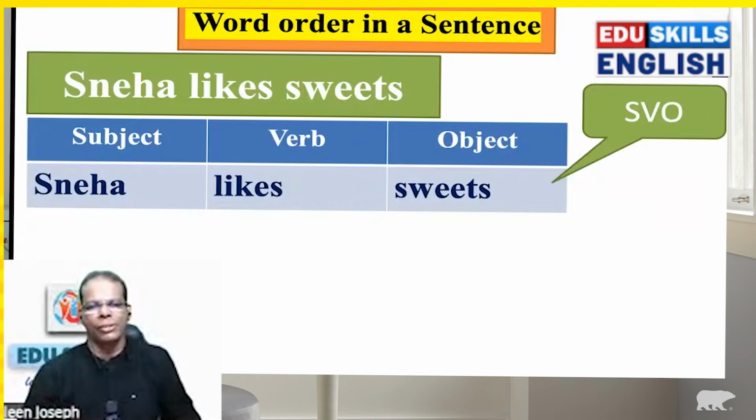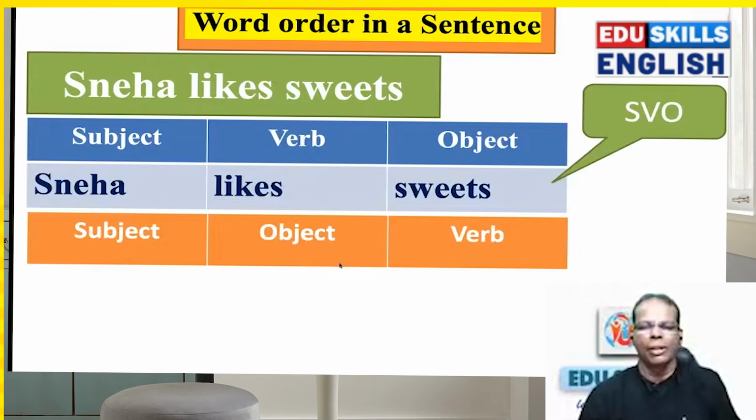To make a simple sentence, you can just say Sneha sleeps or Sneha is sleeping. You don't require an object, but then we have taken a simple sentence. This is called a simple sentence with a subject, object, verb.